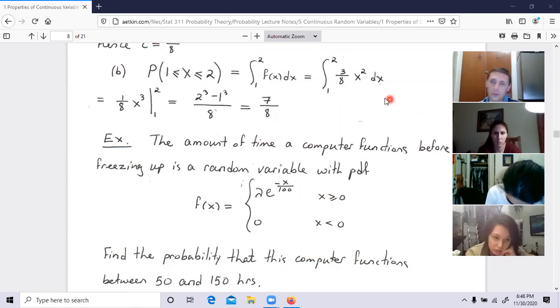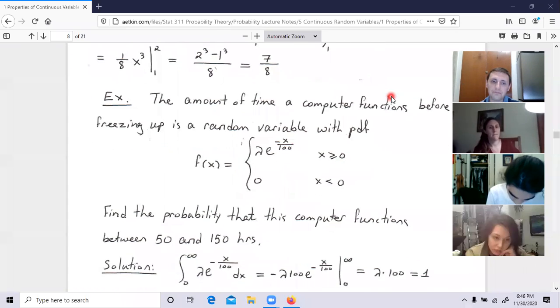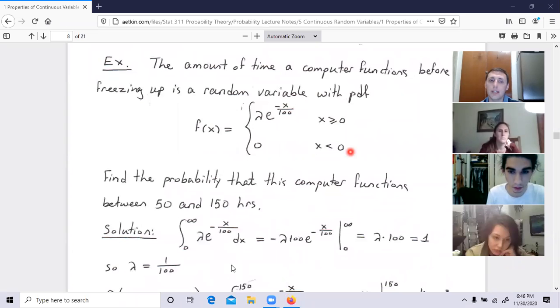All right, so let's do it because it's also simple. First I need to integrate from 0 to infinity to find what lambda is, yes? So I find that the integral of e to the minus x over 100 is the same as minus 100 e to the minus x over 100. And then if I plug in infinity and 0, I see that I get lambda times 100, which is equal to 1, because this integral must equal 1. And so lambda is equal to 1 divided by 100.